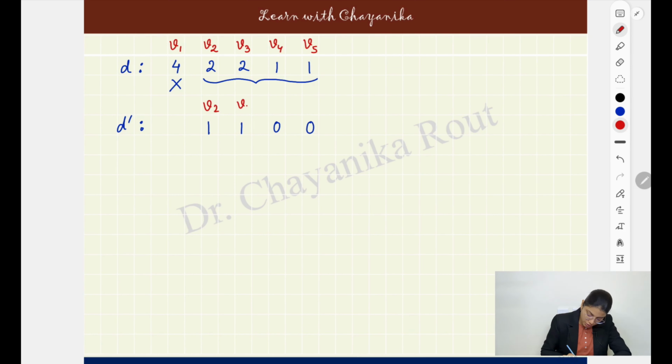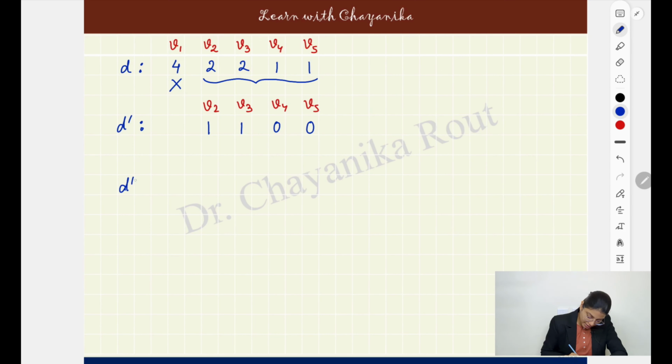So this was your V2, this was your V3, this was V4 and this was V5, because V1 was deleted. Okay. Next job is to check if the sequence that you have obtained, that is D dash, is arranged properly in non-increasing fashion or not. So here we can see D dash is already arranged in non-increasing fashion. Now if it is not, then your job would be to arrange it. Okay. Now here it is already arranged. So I can proceed further.